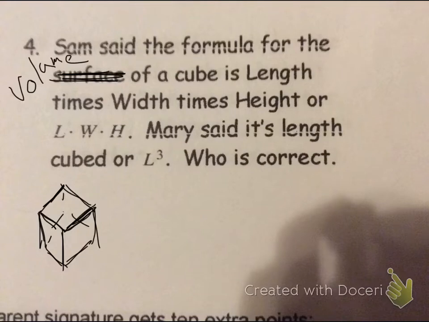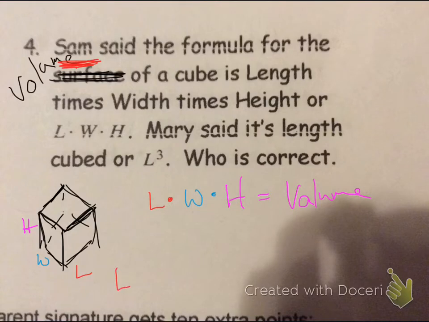All right, so Sam said that we need to take length. Which one's going to be length? Length, multiply it by width, which gets multiplied by height. And that gives us the volume of our cube. L times W times H, height, equals volume. Now, he is absolutely correct, but in a cube, length is width, which is height.